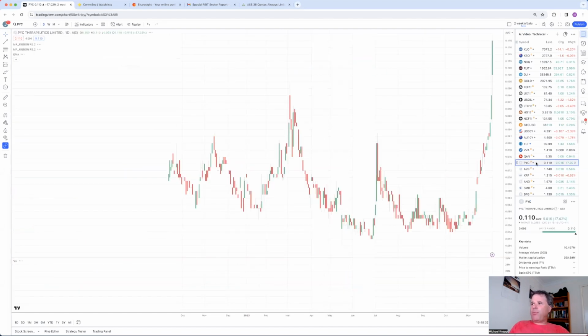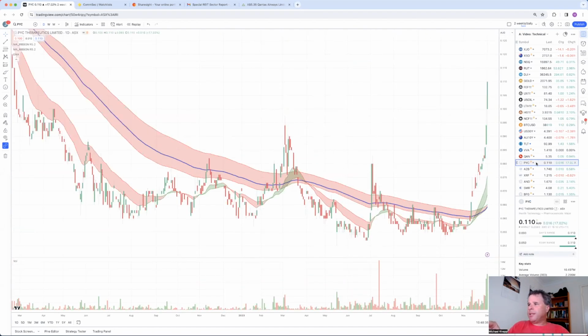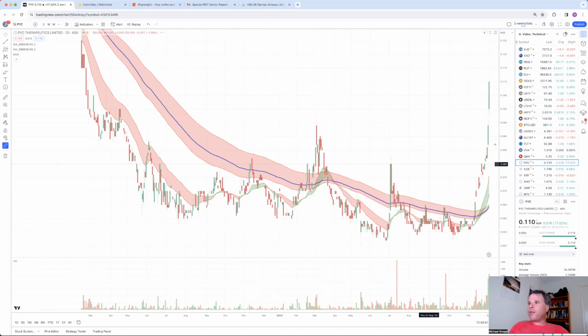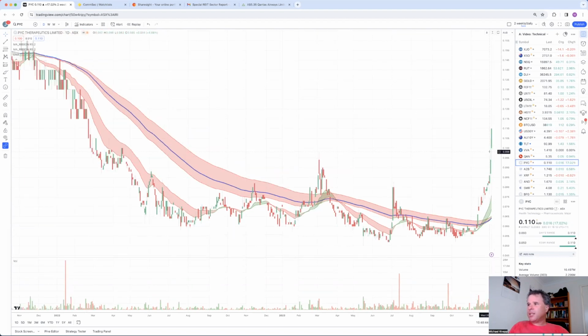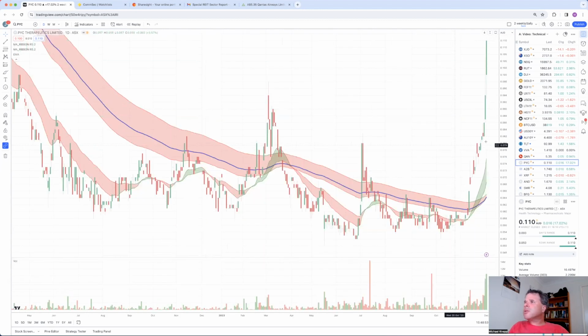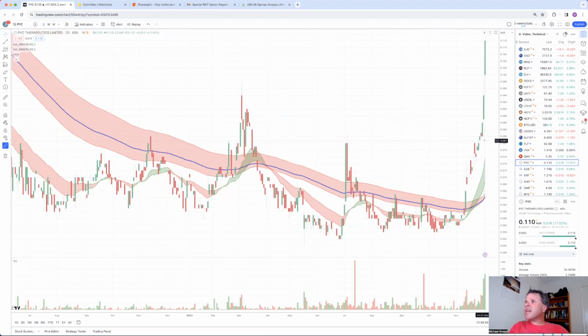Company with the ticker code PYC, called PYC Therapeutics. I have no idea what this company does, but look at the chart. Look at this run. Look at that share price appreciation in the last few days. 17%. Oh, I'm looking at the wrong thing. 17%, 9%, 5% in 3 consecutive days. Really big volume coming in as well.